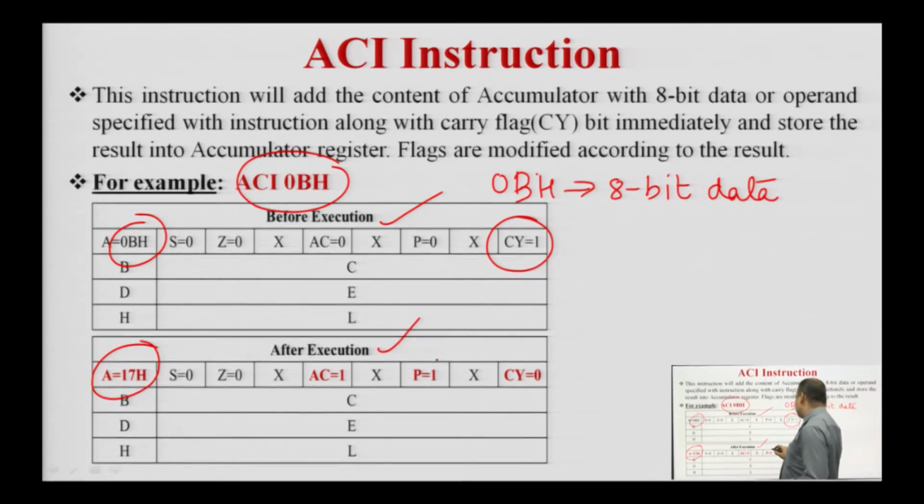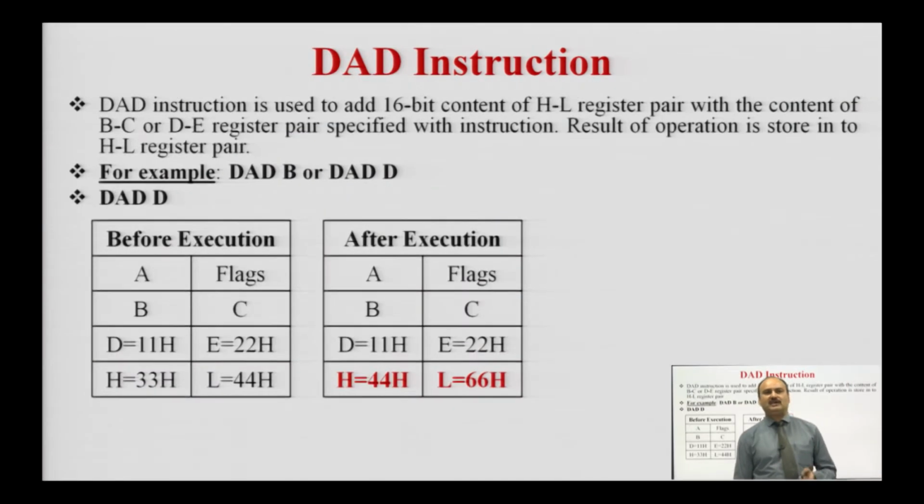The parity flag is set, the auxiliary carry flag is set, and the carry flag is reset to reflect the result of the operation. So, after the execution of this ACI 0BH instruction, the content of accumulator A is equal to 17H, the auxiliary carry flag is set, the parity flag is set, and the carry flag is reset. So, this is the case after the execution of the ACI 0BH instruction.